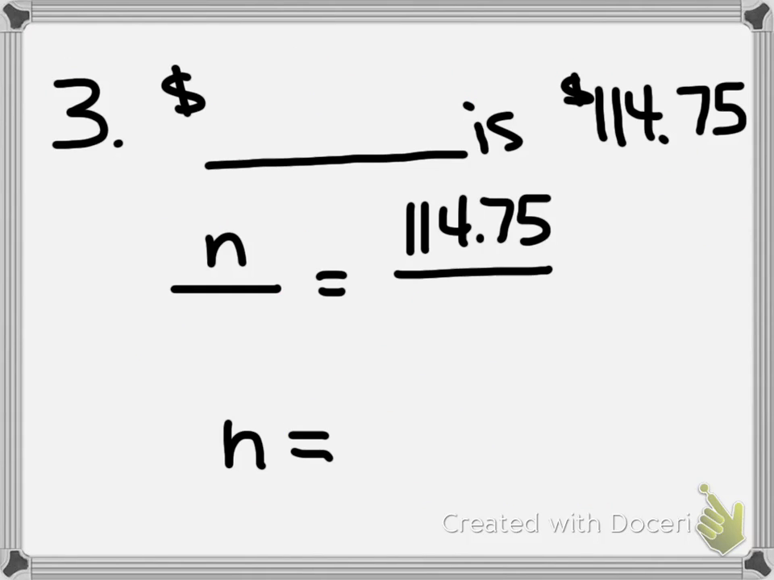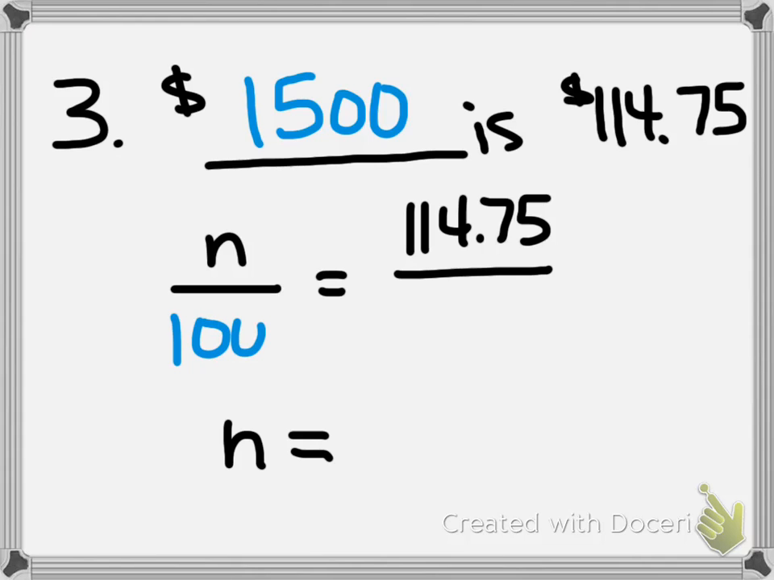Okay, we're on number 3. Anna earns $1,500 monthly. Of that, $114.75 is withheld for Social Security and Medicare. What percent of Anna's earnings are withheld for Social Security and Medicare? So we need to think, what percent of $1,500, that's how much Anna makes, is $114.75. So we're going to write a proportion and solve.